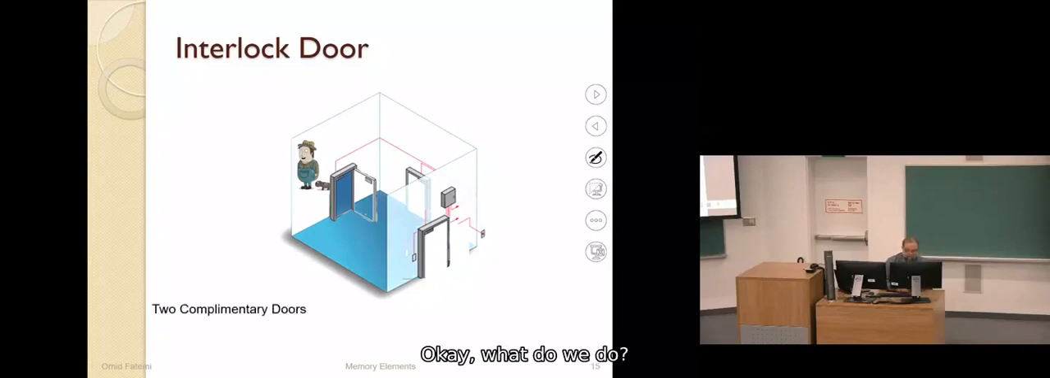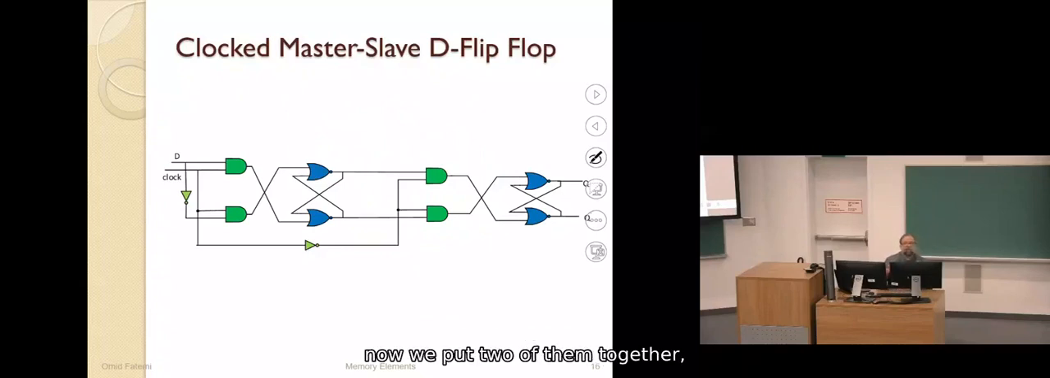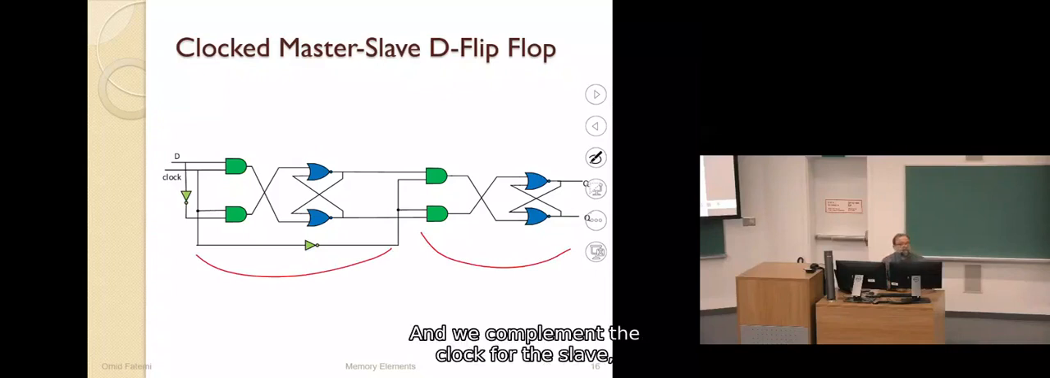Okay, what do we do? We build a master-slave D flip-flop. We had a D flip-flop. Now we put 2 of them together, and one of them would be the master, the other would be the slave. We use the clock for the master, and we complement it for the slave. So what happens actually when we have a clock?